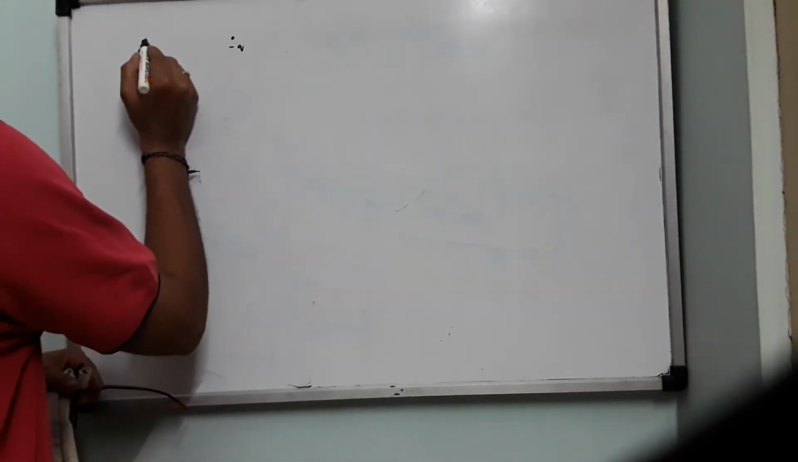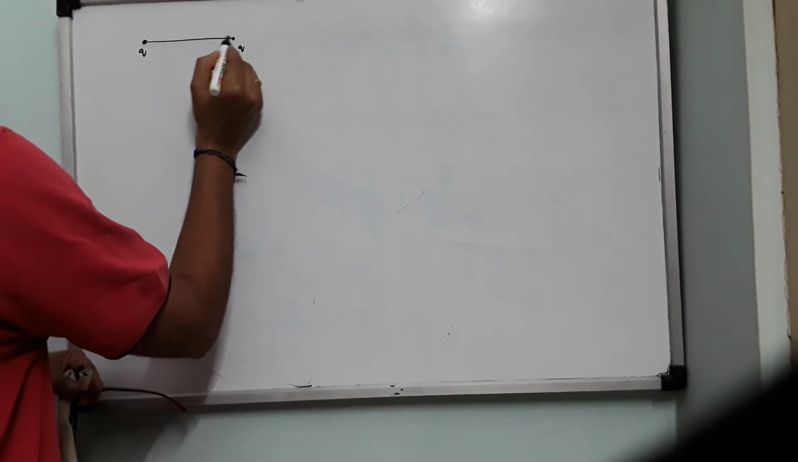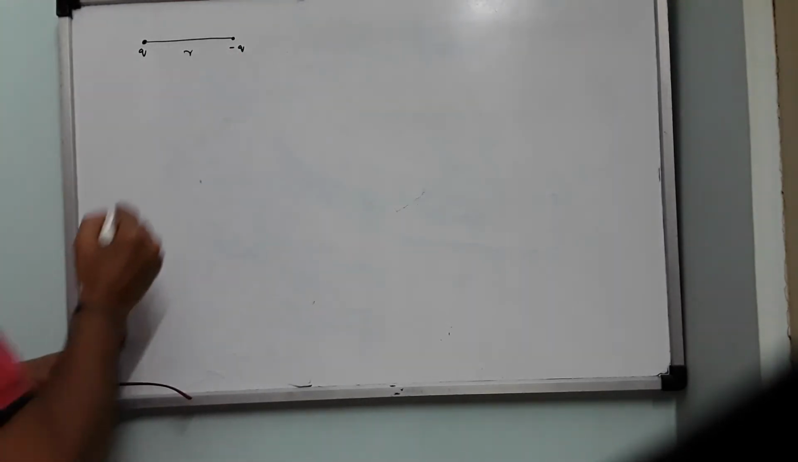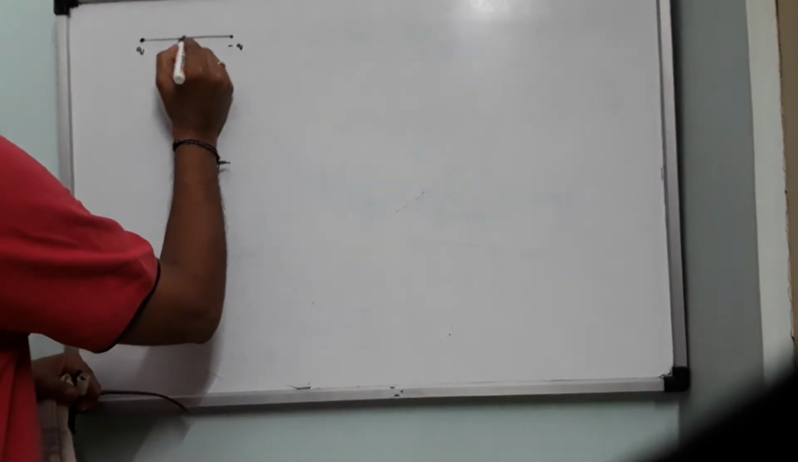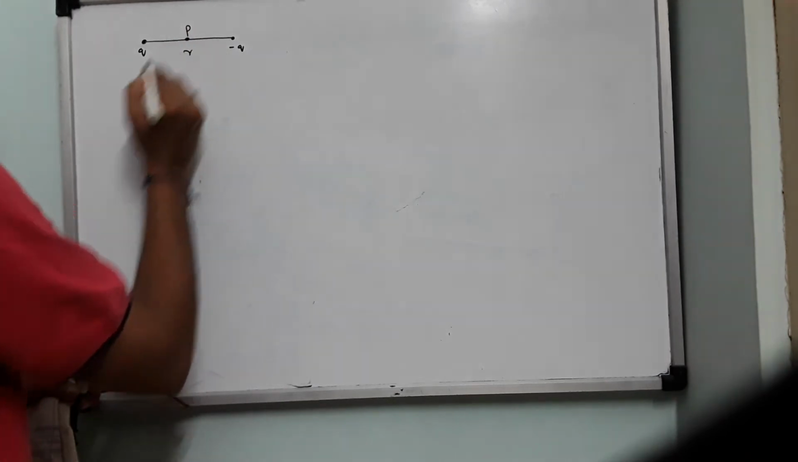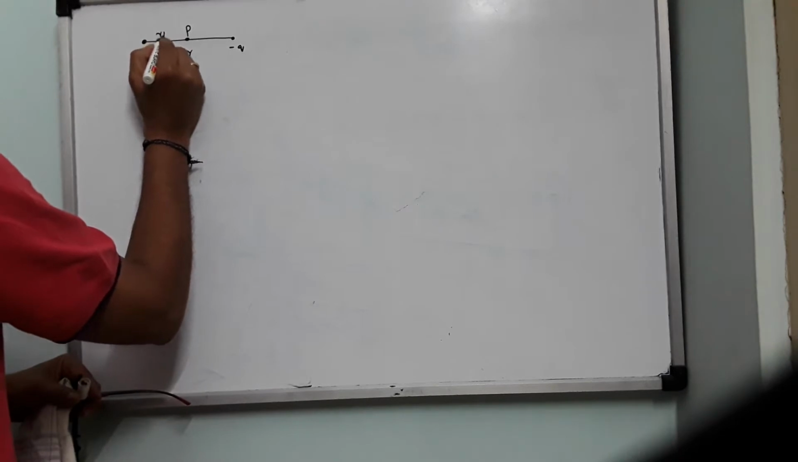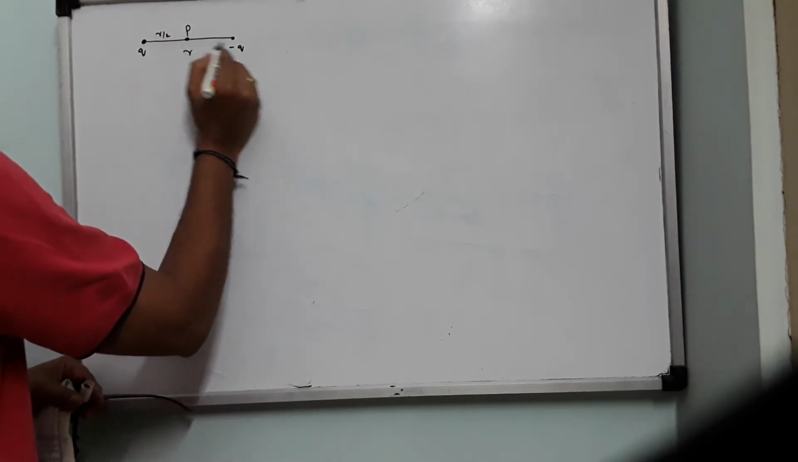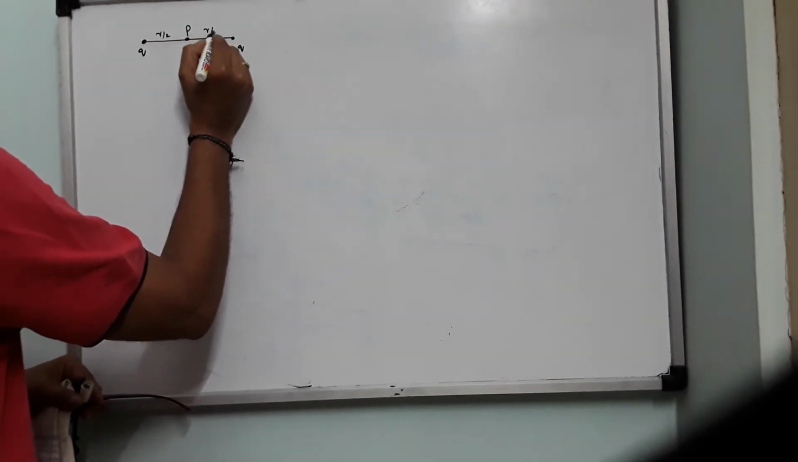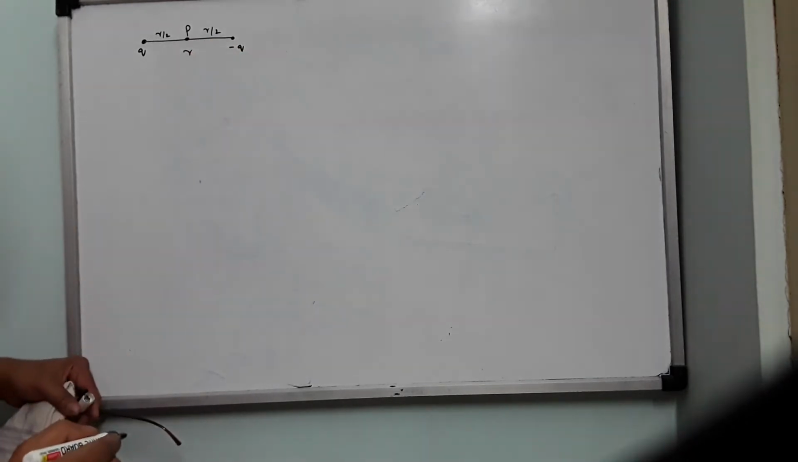Let us say both of them are separated by a distance, say r. Now let me select a point exactly in the middle and I will call this point P. So point P is located at distance r by 2 from q and point P is also located at the same distance r by 2 from minus q.